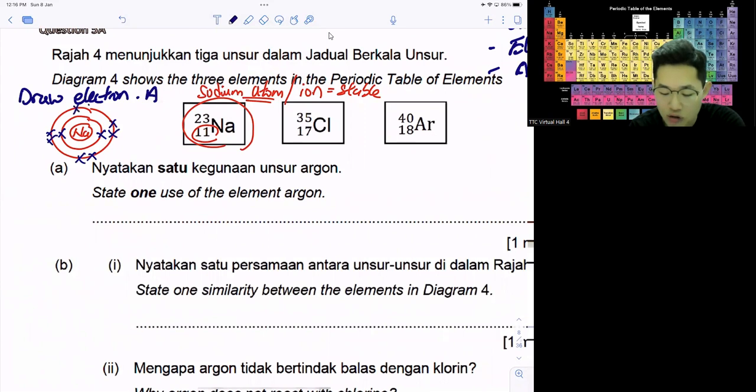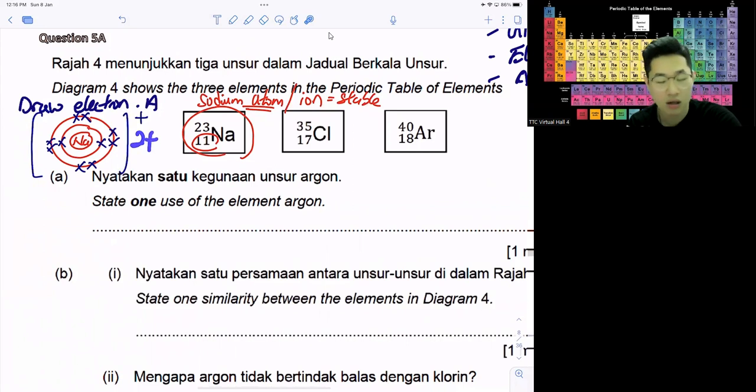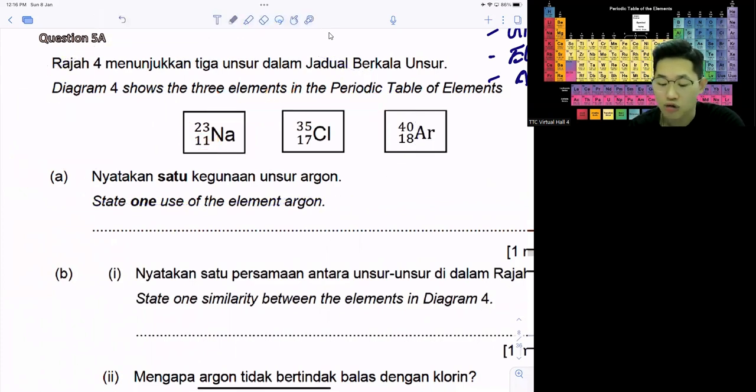And ions also come with charge, right? Na is 1 plus, so you have to bracket and then put a plus. If 2 plus, then you write 2 plus. Just like that. So remember, electron arrangement has atom and ion.